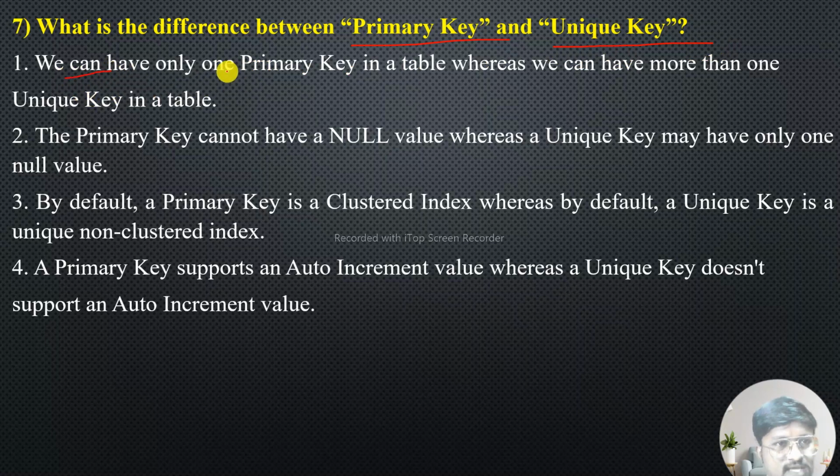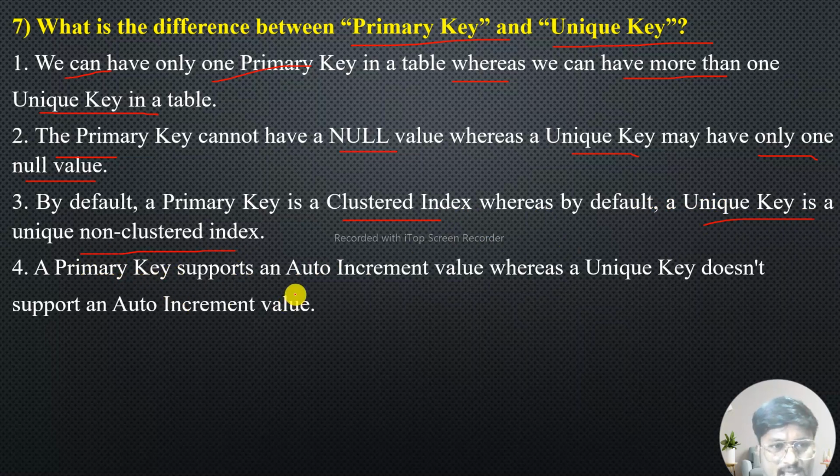We can have only one primary key in a table, whereas we can have more than one unique key in the table. The primary key cannot have a null value, whereas a unique key may have only one null value. By default, a primary key is a clustered index, whereas by default a unique key is a non-clustered index.